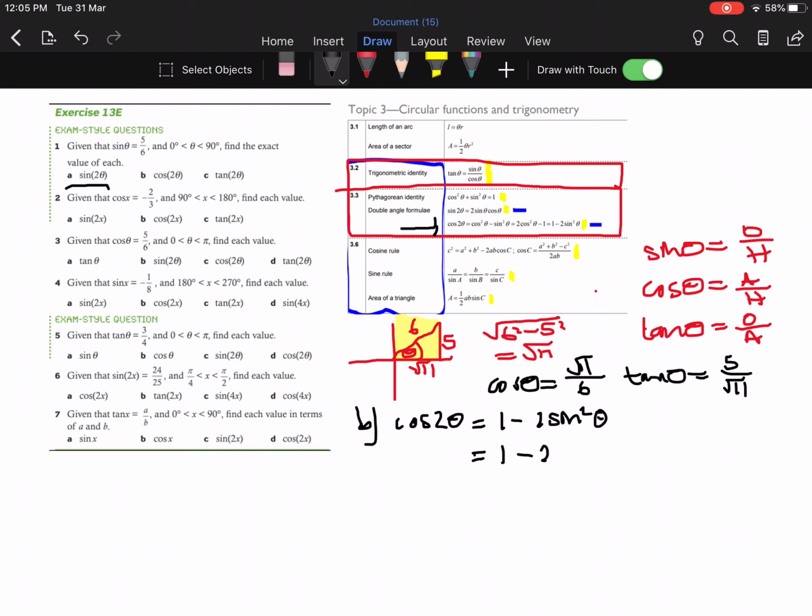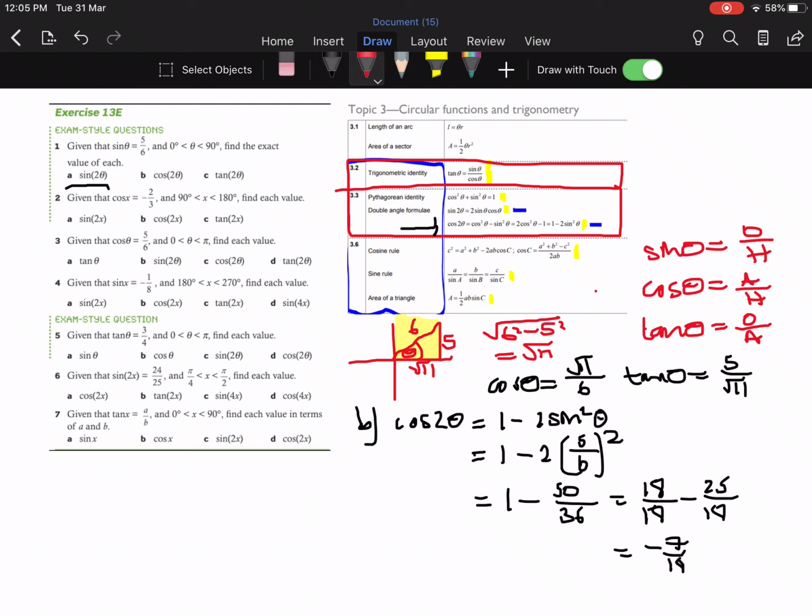So 1 minus 2 times 5/6 squared, because I know that sine theta is 5/6. So that's 1 minus, and 5 squared is 25, times 2 is 50, and 6 squared is 36. I'm going to simplify that down, so that's going to be 18/18 minus 25/18, which gives me negative 7/18.